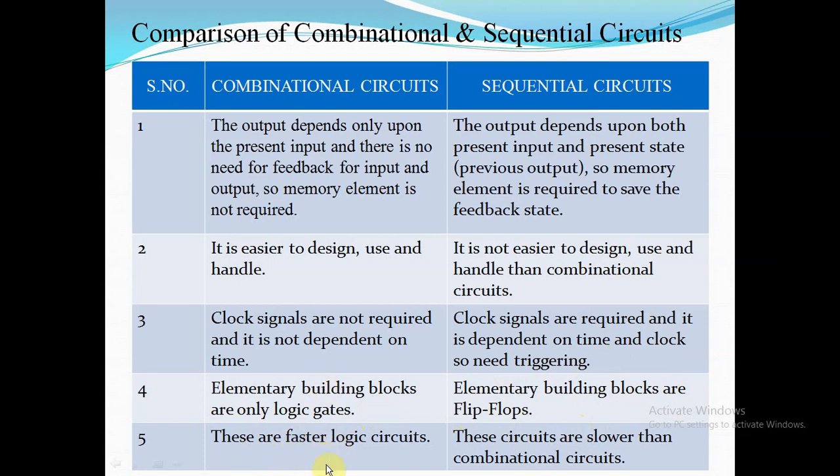The combinational circuit is a very fast logic circuit, and sequential circuits are very slow as compared to combinational circuits. Combinational circuits are mainly used for arithmetic as well as Boolean operations. Sequential circuits are mainly used for storing data. The elementary building blocks for a combinational circuit are logic gates. In sequential circuits, flip-flops are used.